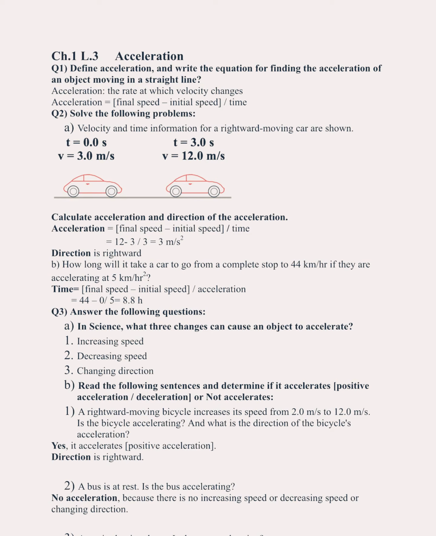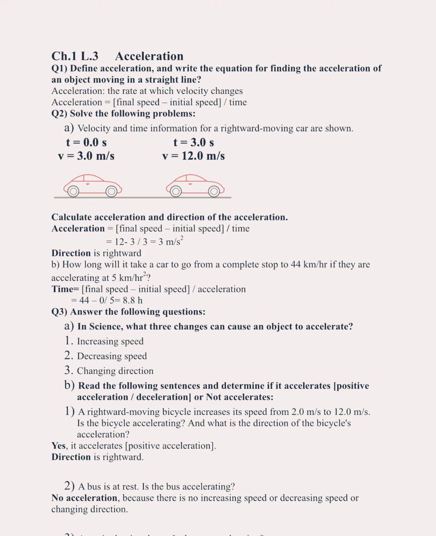B. Read the following sentences and determine if it accelerates: positive acceleration, or deceleration, which means negative acceleration, or no acceleration. 1. A rightward moving bicycle increases its speed from 2 meters per second to 12 meters per second. Here he has given you the direction, which is rightward, and he's given you the initial speed and final speed, and he said that the speed is increasing.